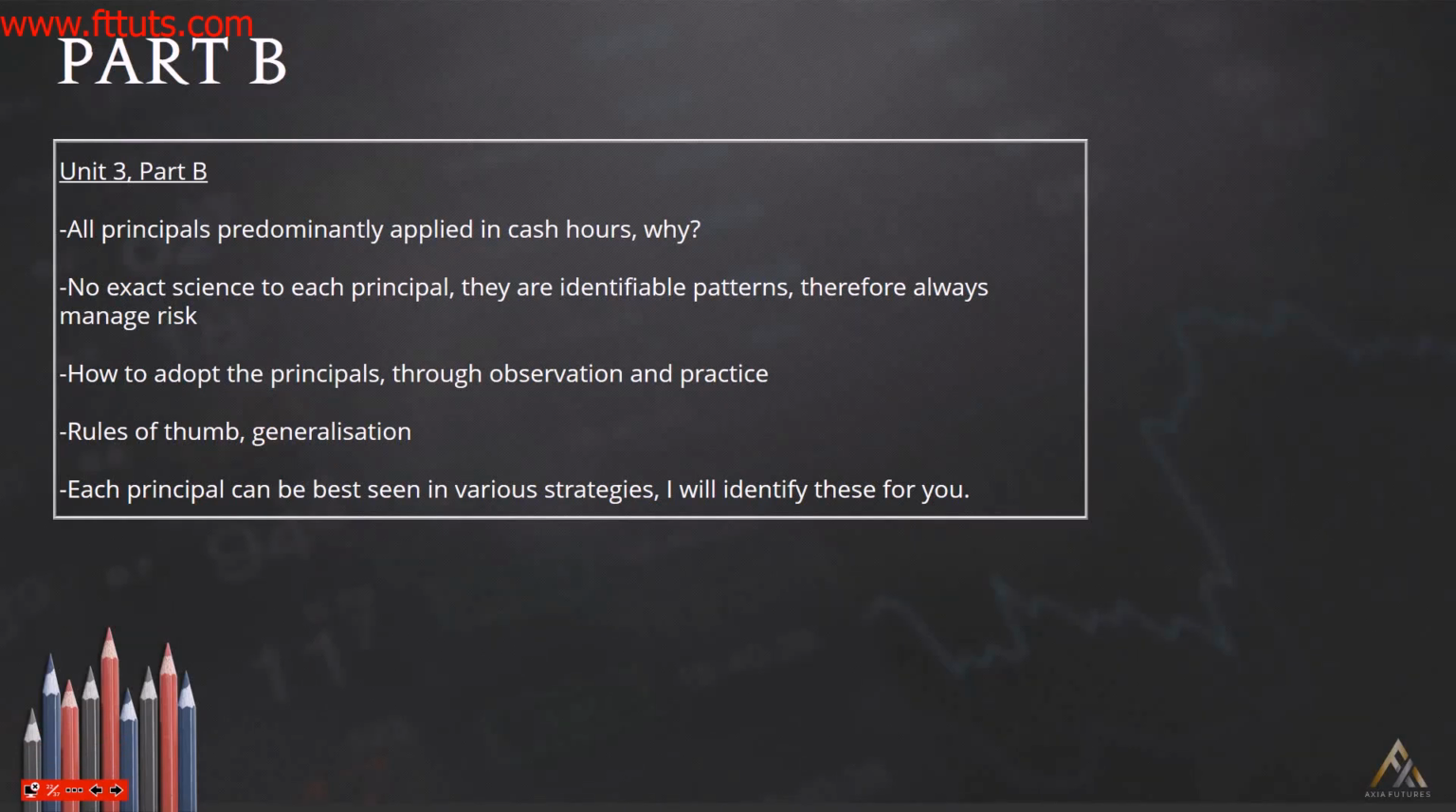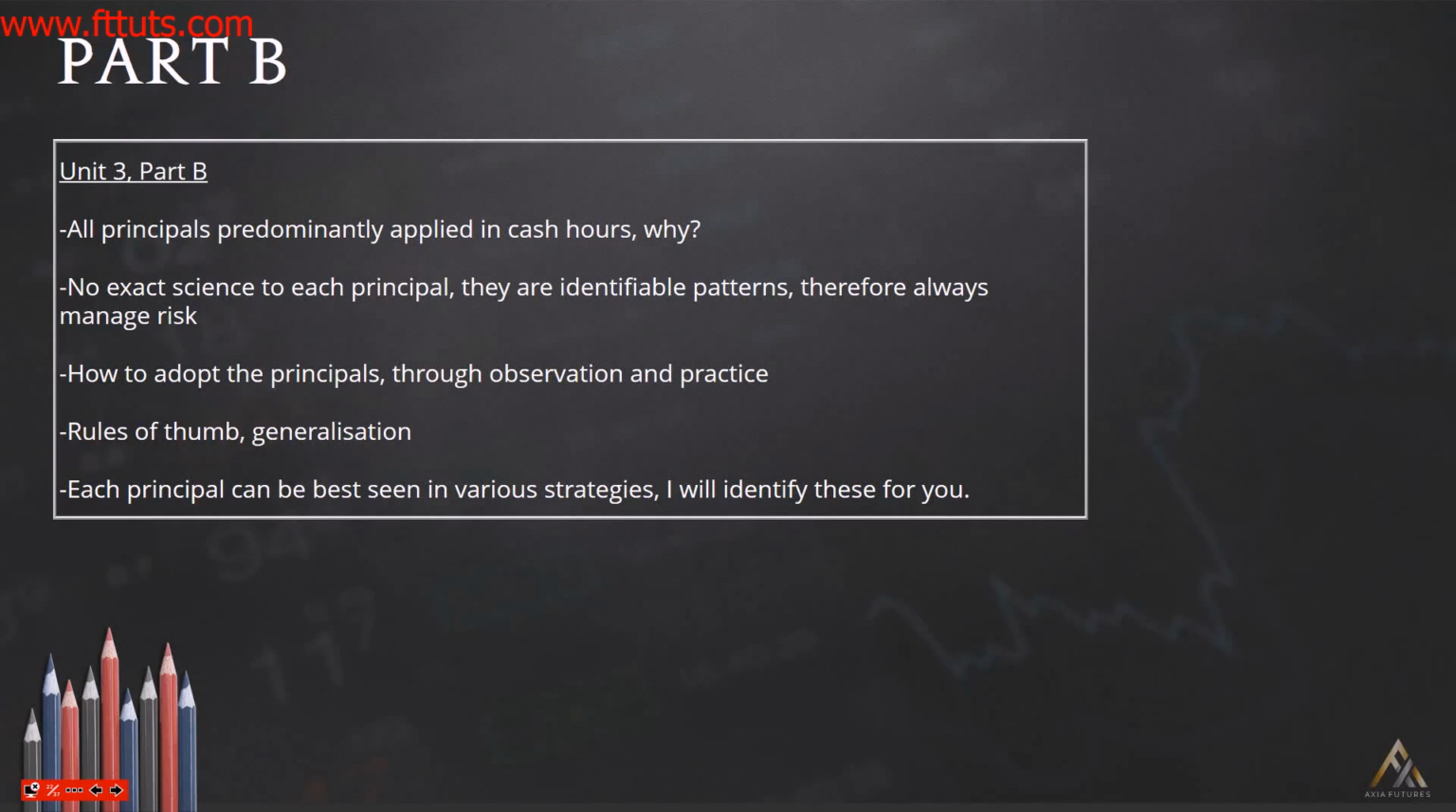So very simply, as I mentioned at the beginning of Unit 3, all principles are predominantly applied in cash hours. I explained why. Don't forget, there's no exact science. Okay, it's a principle. Therefore, always manage your risk. Make sure that if you want to adopt these principles and really learn them, you're going to have to practice. Through observation, through experience, experiencing lots of different situations, you're going to learn more about these principles and ultimately what they all mean. Obviously don't forget all the rules of thumb as I go through them. Make a note of them, write them down.